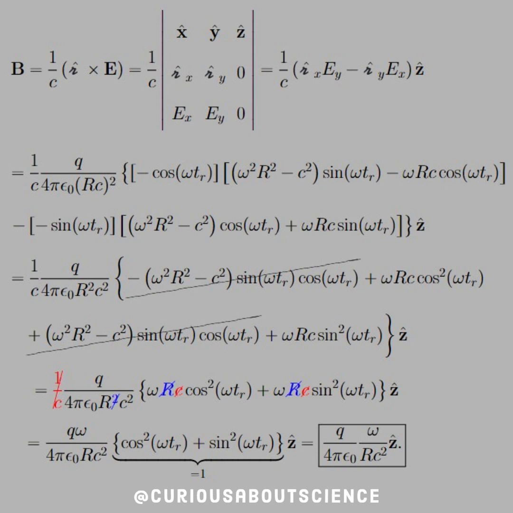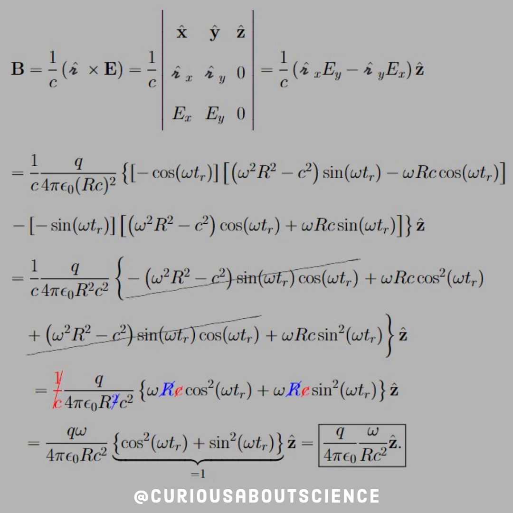And then ironically, after we factor this out and factor an omega out, what we're left with in the curly brackets is a cosine squared plus sine squared again. So after we simplify down as much as possible, we see that we have Q over 4 pi epsilon naught omega divided by RC squared in the z hat direction.